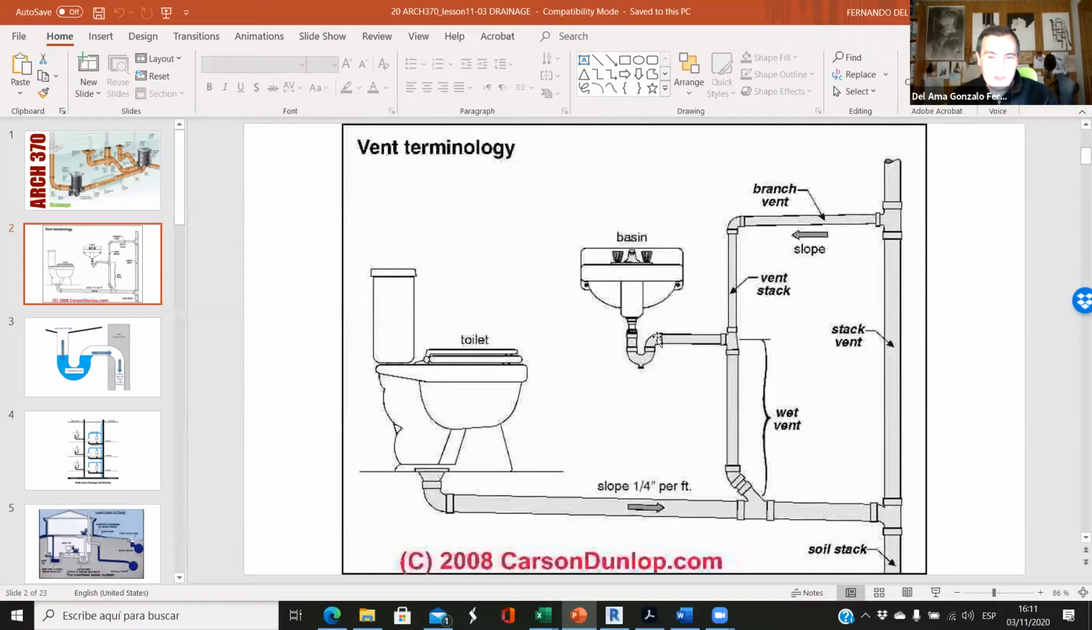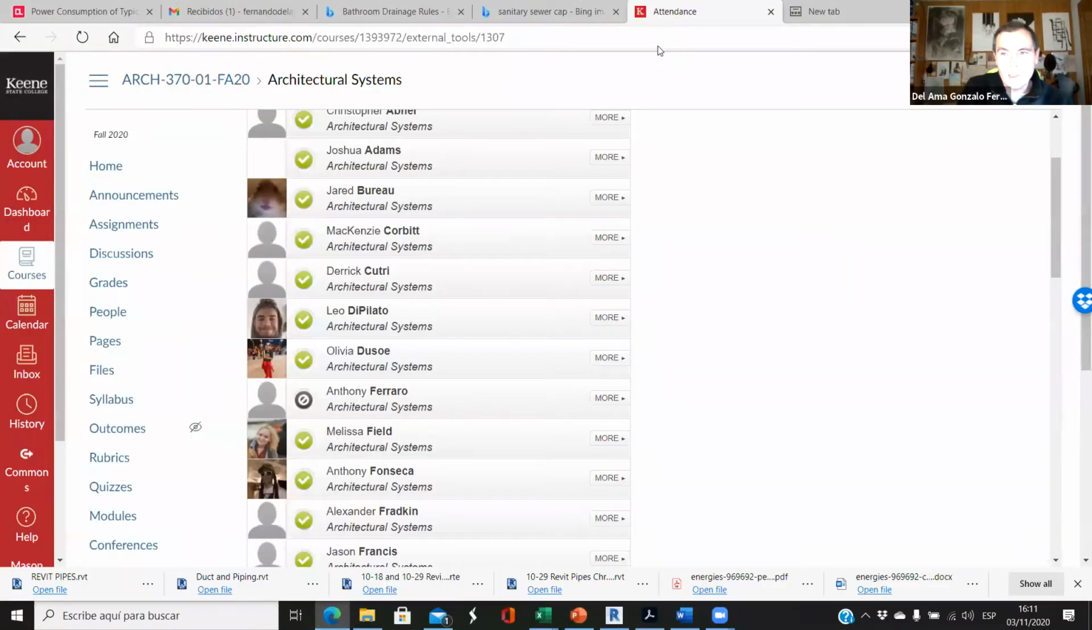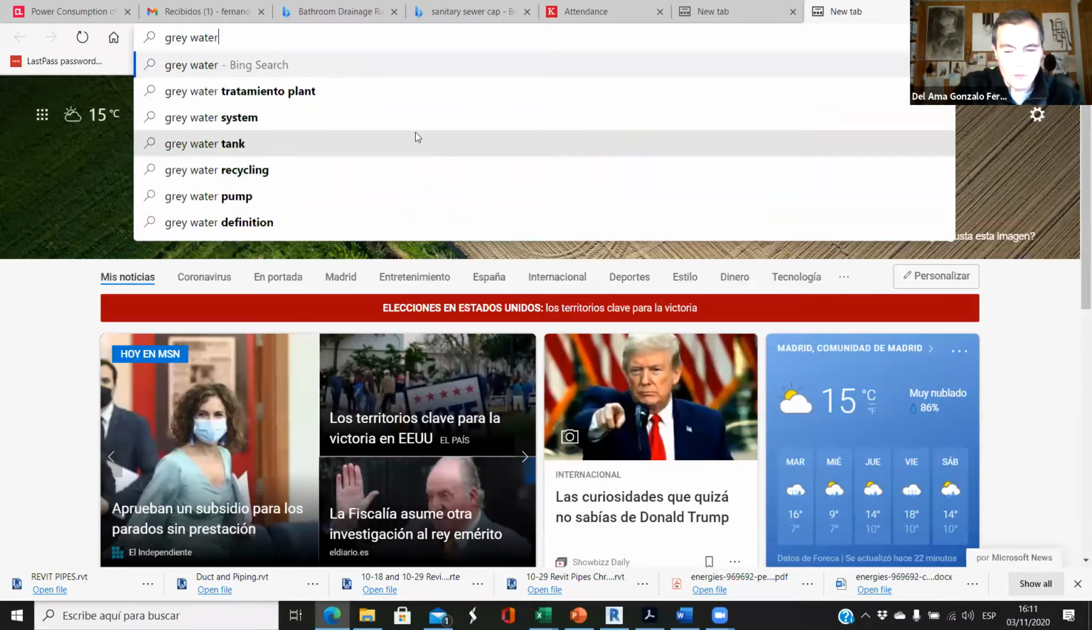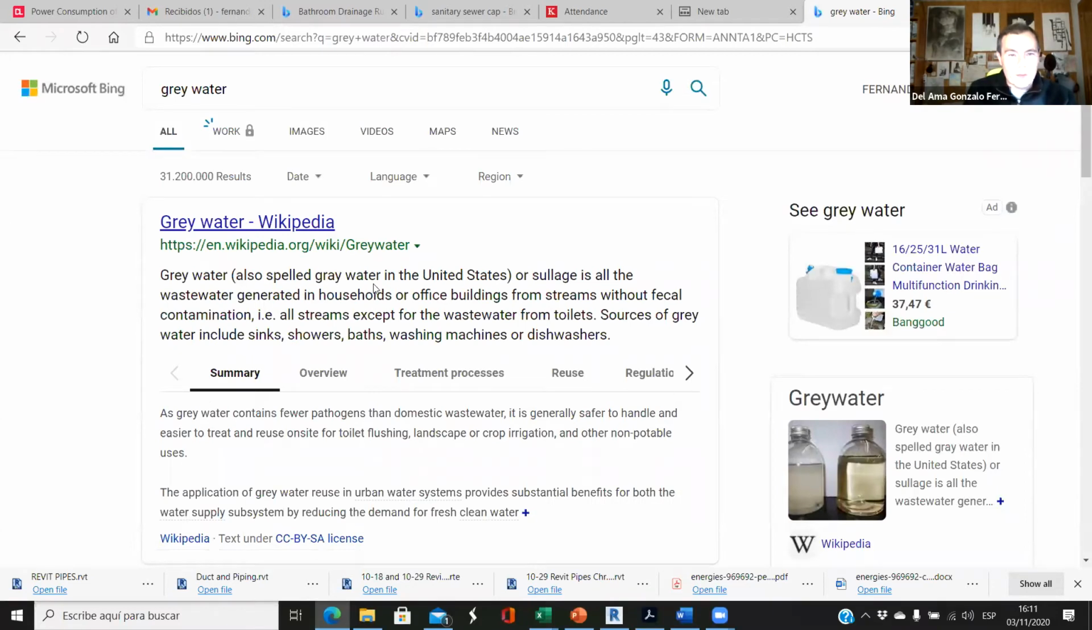Then we have the gray water, color gray. It's the water that comes from all the appliances except the toilet. Let me see if we have a definition of gray water. Okay, gray water is the wastewater generated in household or office buildings from streams without fecal contamination. So everything that is not connected to the toilet: sinks, showers, baths, washing machines, dishwashers. Everything that doesn't have to do with the toilet is the gray water.